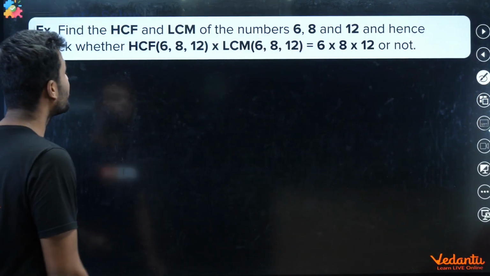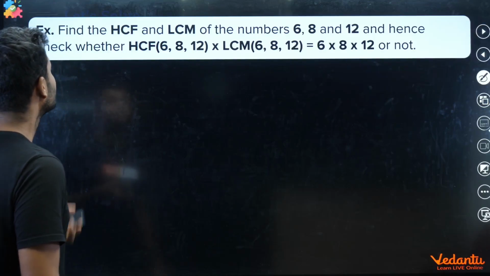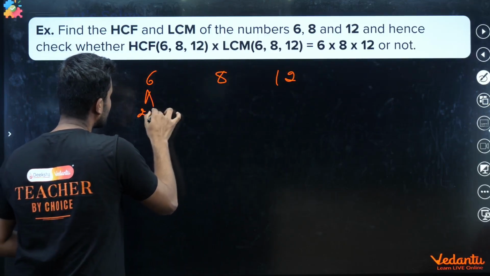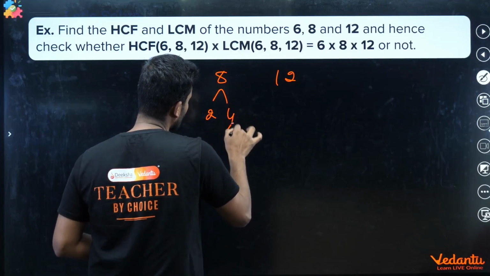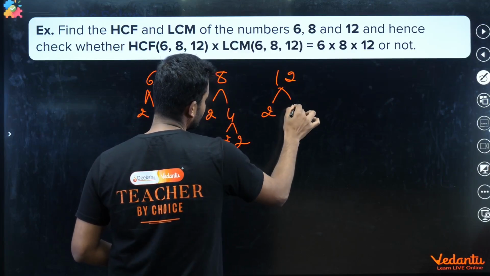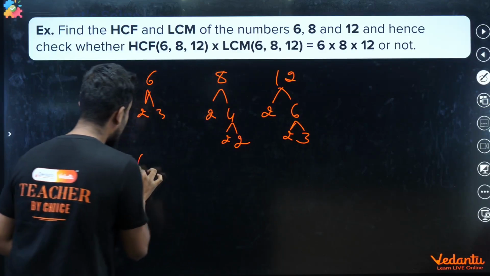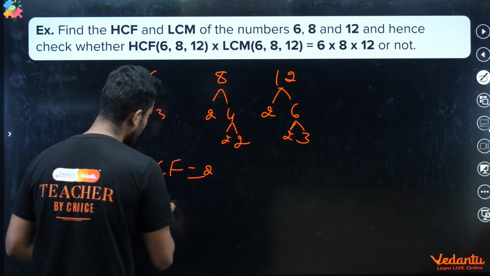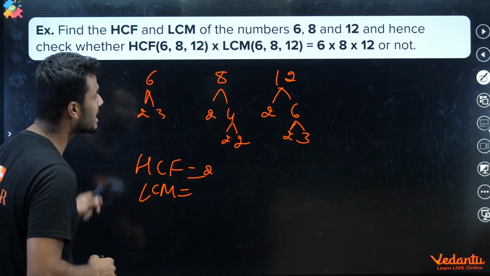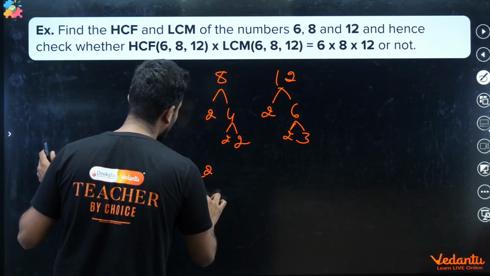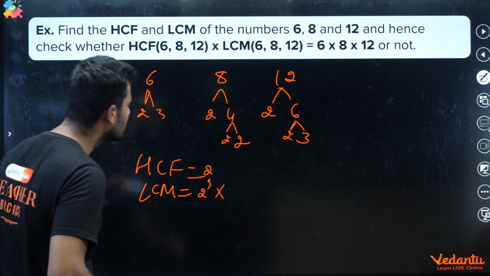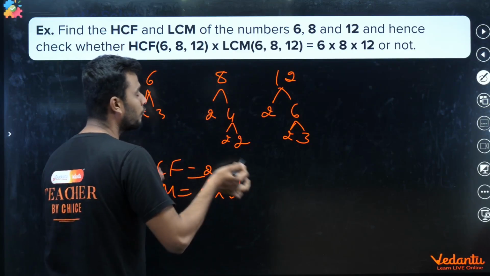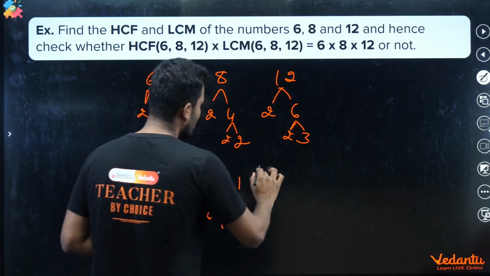Find the HCF and LCM of the numbers 6, 8, 12. Okay, 6, 8, 12. Here 2 3s are 6, 2 4s are 8, 2 2s are 4, 2 6s are 12, 2 3s are 6. What is the HCF here, students? Here everywhere 2 power 1 is there, 3 is not there. HCF is 2. What about LCM? What is LCM, students? Here the highest factor is 2 power 3, 2 power 3 into what else? 3 power 1 is a highest factor. 2 power 3, 2 2s are 4, 4 2s are 8, 8 3s are 24. 24 into 2 is nothing but 48.